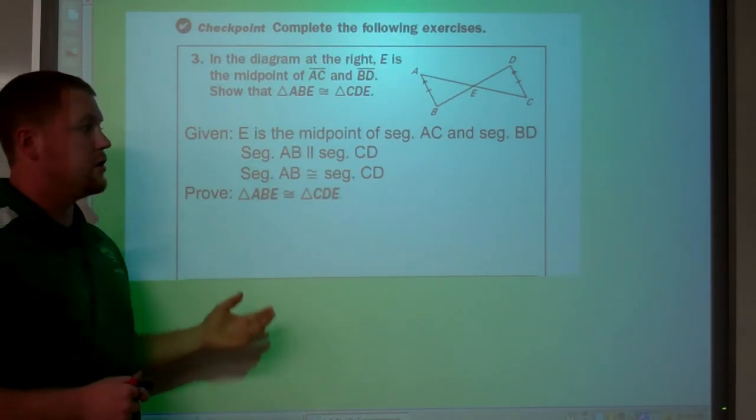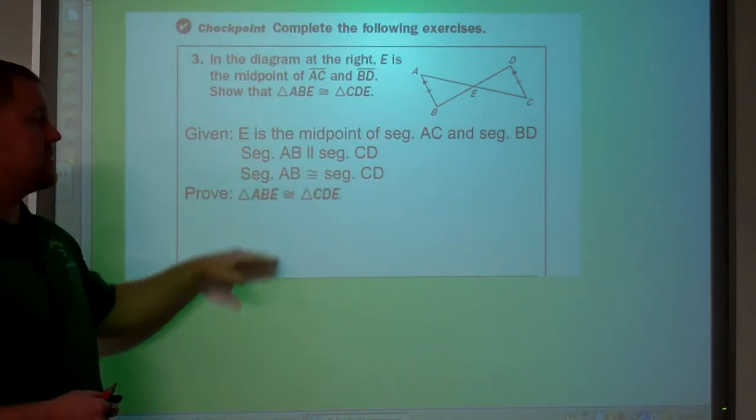In the next few days, we'll be learning some shortcuts where you don't need as many. But right now, we need 6 things.